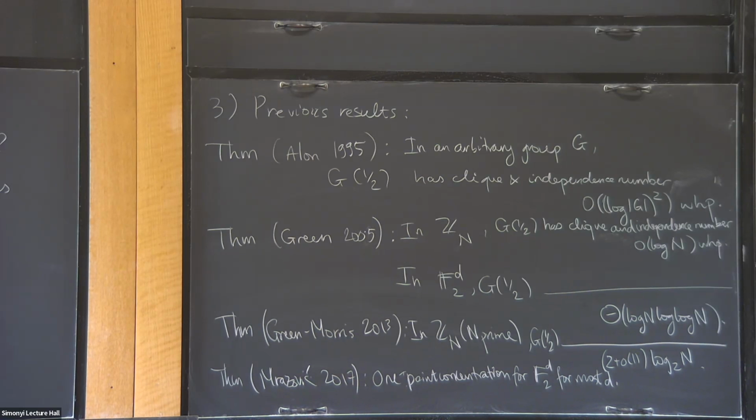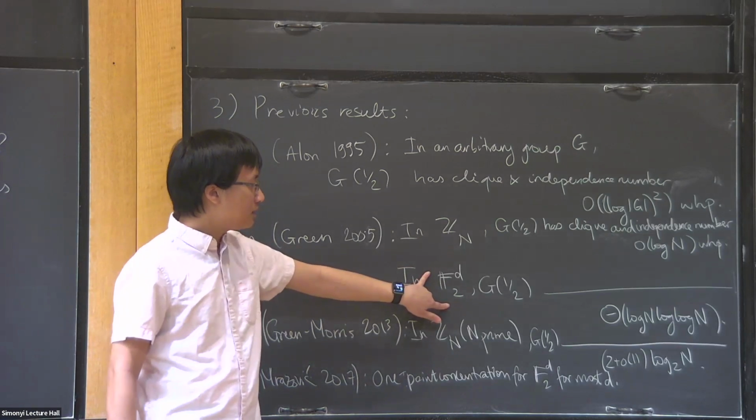So that is a very interesting question. We still don't know if Alon's conjecture is true for F2 to the D, and I'll get back to it later, as we think that is one of the most important cases to understand towards Alon's conjecture. Many groups other than F2 to the D fail to be Ramsey.